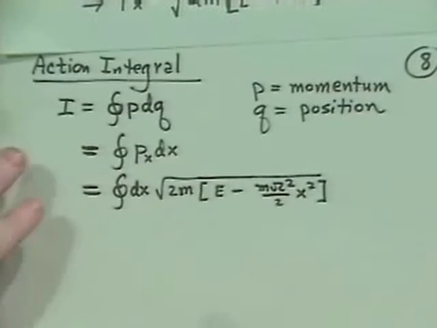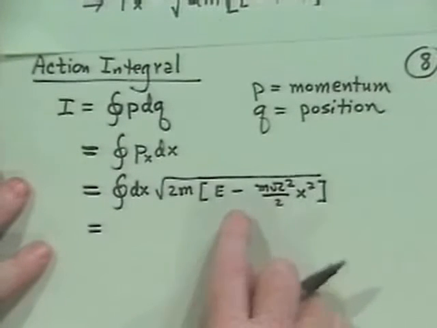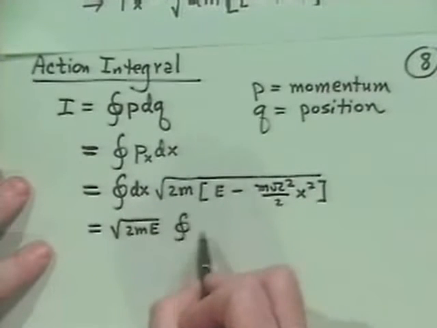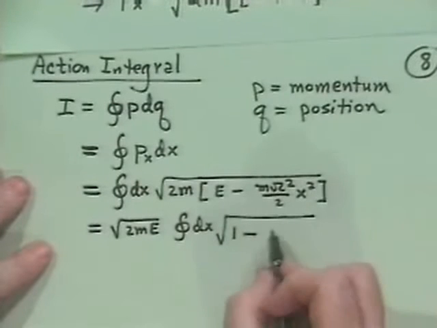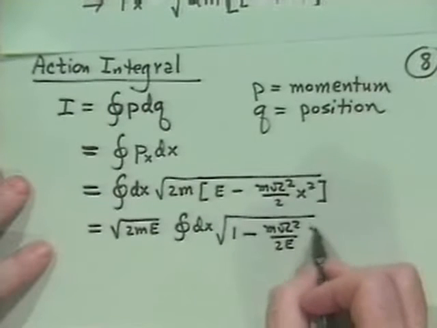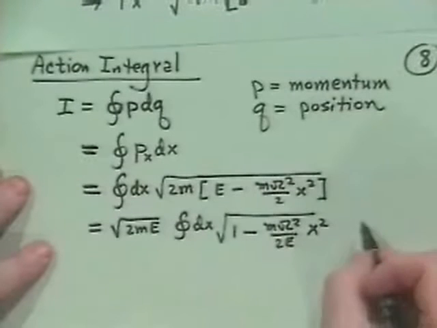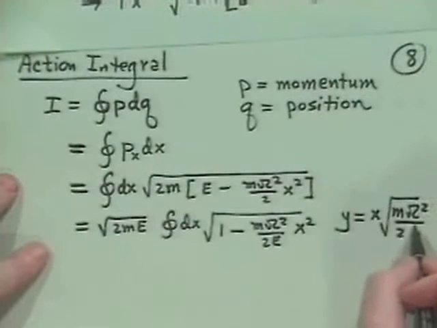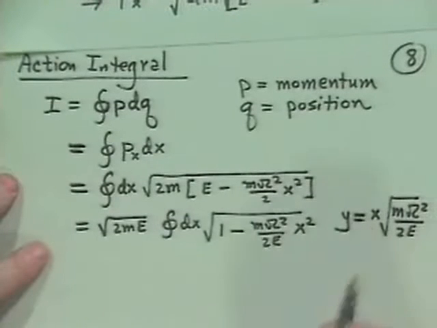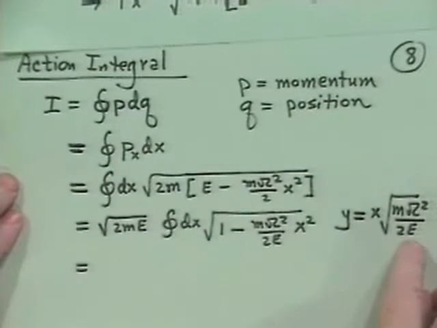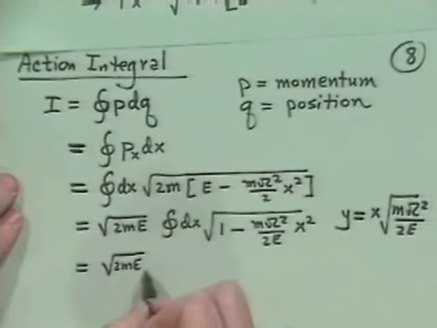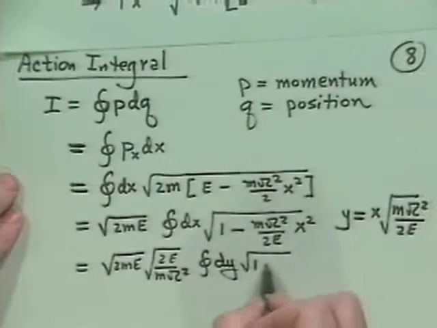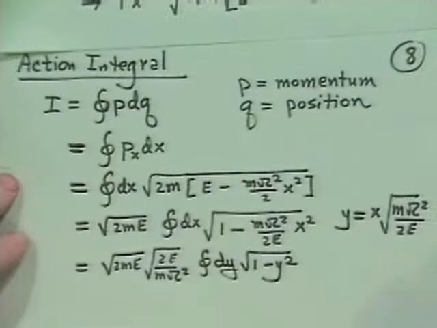So we'd like to perform that integral. How do we perform that integral? Well, it's convenient to normalize this by taking out 2 mass times energy. Energy is a constant of the motion, so we can take that out. And then we have the loop integral dx of the square root of 1 minus m omega squared over 2E, all times x squared. So it's convenient to define a new variable, y is equal to x times the square root of m omega squared divided by 2E. And then sticking that in, we have root 2 mass energy and then root 2E over m omega squared. And then we have a loop integral dy square root of 1 minus y squared.